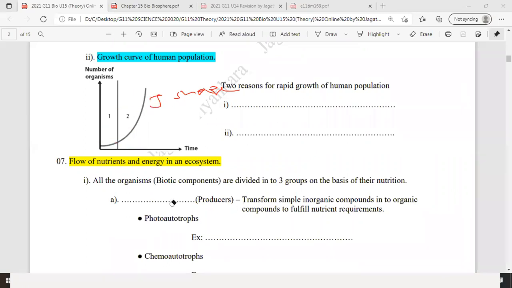There are two reasons. One reason is low death rate. Why is the human population rapidly increasing? Due to low death rate. And the second one is high birth rate. Like in China, which has the highest population in the world, there was a one child per family policy that controls the population. So high birth rate also affects it. Low death rate and high birth rate.